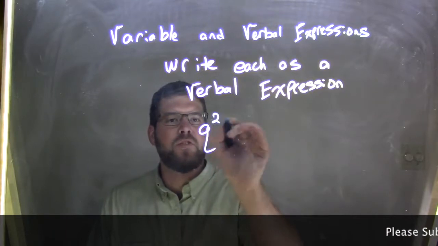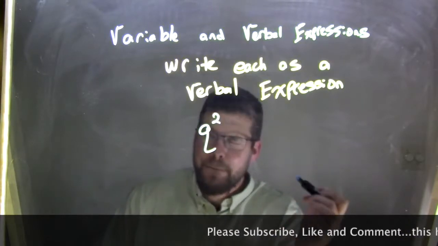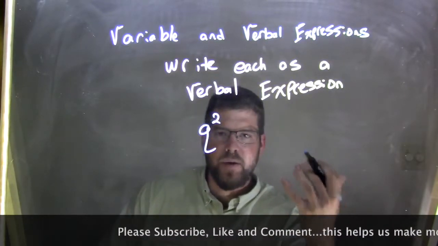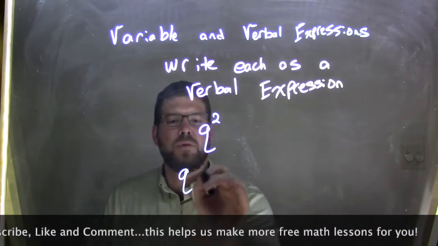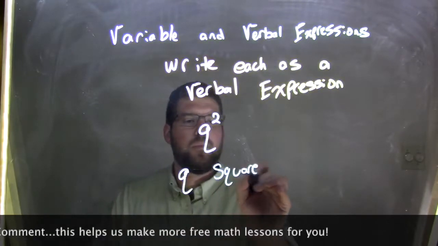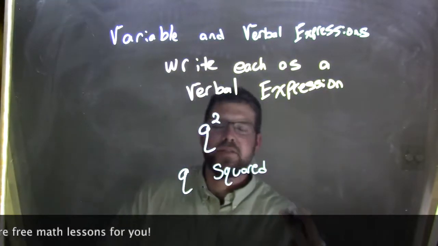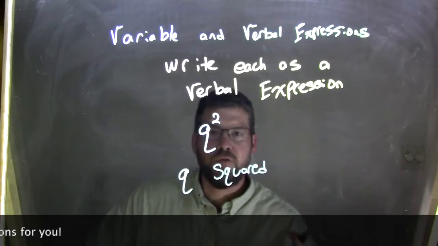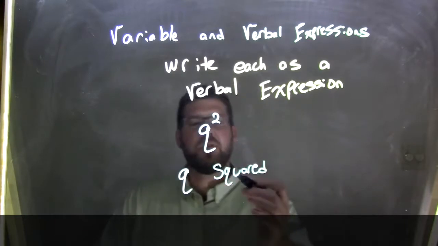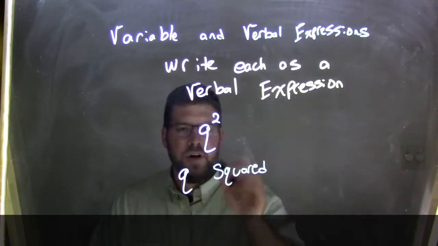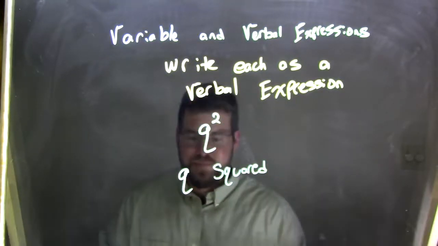The letter Q with a 2 up top, 2 in the exponent. That 2 is an exponent, and if we remember, that is referred to as squared. Whenever there's a 2 in the exponent, that's squared. So this one's pretty simple. It's just Q squared. The way I like to remember squared with the 2 is that squares are in the second dimension. They're 2D objects. So the 2 in the exponent means squared. Q to the second power is Q squared.